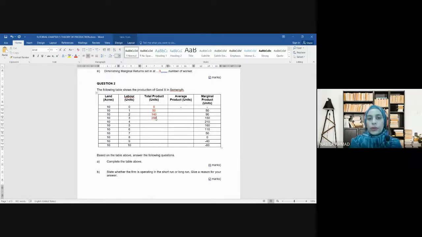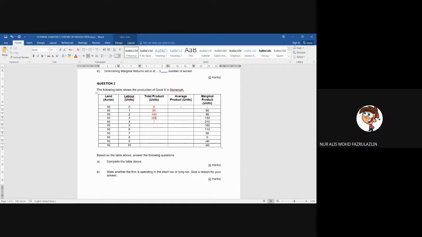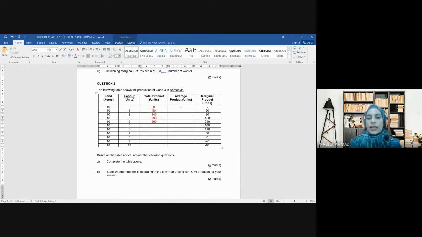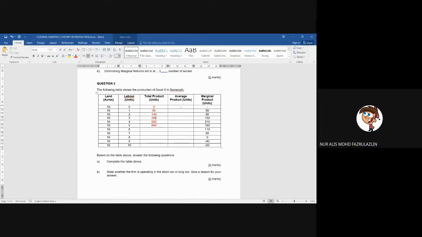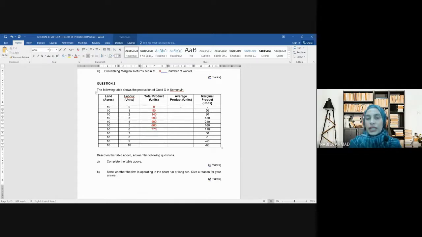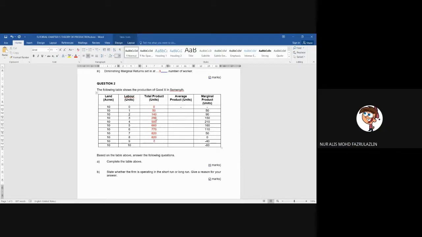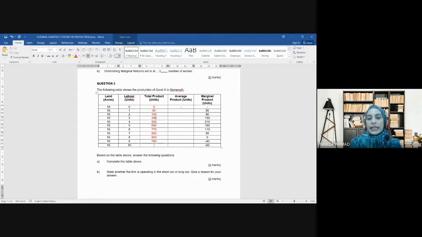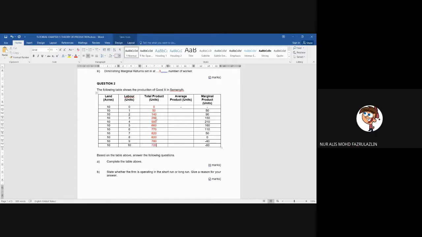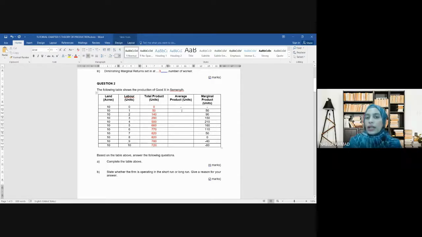Tambah 140 plus 150 berapa? 290. 290 plus 210, 500. 500 plus 160, 660. 660 plus 110, 770. 770 plus 50, 820. Okay, 0, 820. Okay, minus 40, 780. And last one, minus 60, 720. Okay, macam tu ya. Kalau dia bagi marginal product, awak just tambah secara cross macam ni lah.